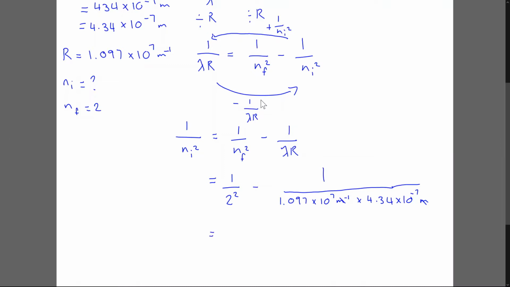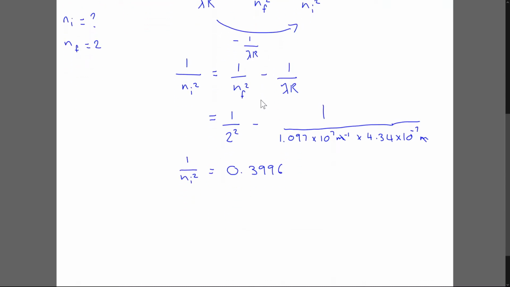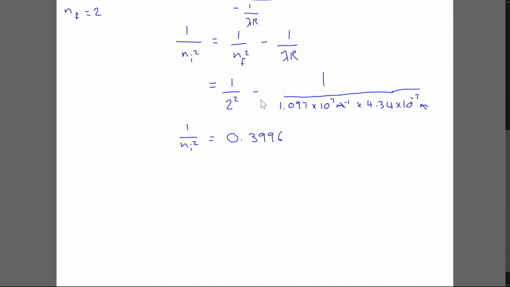Because I did this previously, I know the answer is 0.3996. So if you plug that number into your calculator, that's what you'll get. And we're saying that 1 over ni squared equals 0.3996, and it's unitless. Now, we need to get ni. So the first thing we need to do is get ni squared. So that means we're going to flip this equation, so ni will be on top of that fraction.